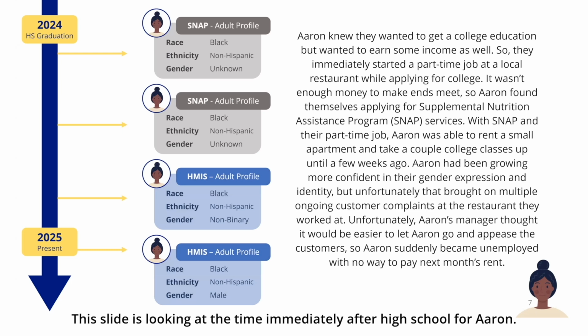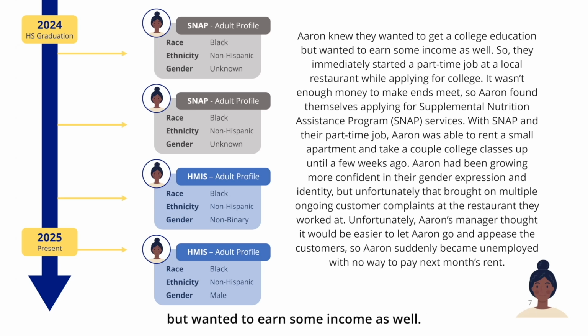This slide is looking at the time immediately after high school for Aaron. Aaron knew that they wanted to get a college education, but wanted to earn some income as well. So they immediately started a part-time job at a local restaurant while applying for college. It wasn't enough money to make ends meet, so Aaron found themselves applying for Supplemental Nutrition Assistance Program, SNAP, services. With SNAP and their part-time job, Aaron was able to rent a small apartment and take a couple of college classes up until a few weeks ago.